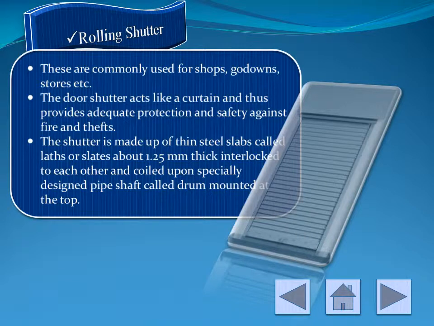We have the rolling shutter. These are commonly used for shops, godowns, stores, etc. The door shutters act like a curtain and thus provide adequate protection and safety against fire hazards. The shutter is made up of thin steel slats called laths or slits, about 1.25 mm thick, interlocked to each other and coiled upon a specially designed pipe shaft called a drum, mounted at the top.